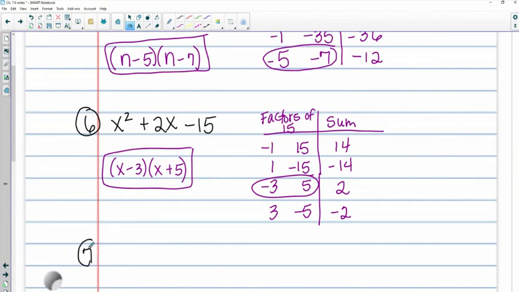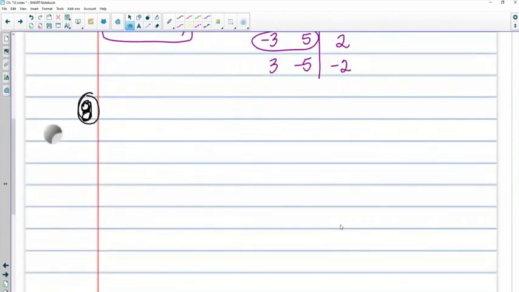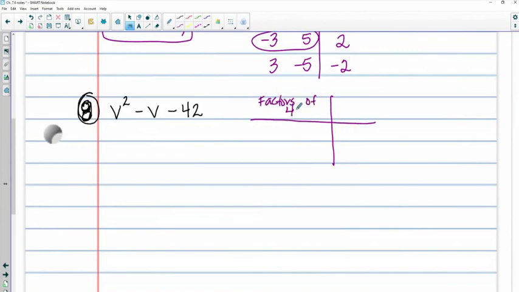Okay, let's jump, not number 7, let's do number 8. We're going to do number 8. Okay, so number 8 says V as in Victor, so V squared minus V minus 42. Okay, so when I do my table, it has to be the factors of 42, and this is going to be the sum.